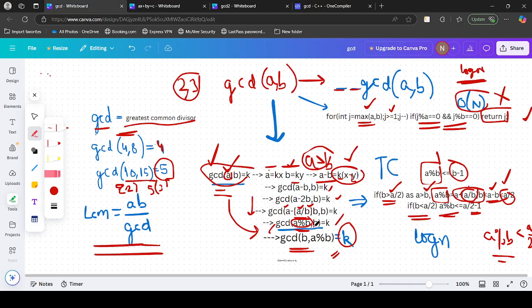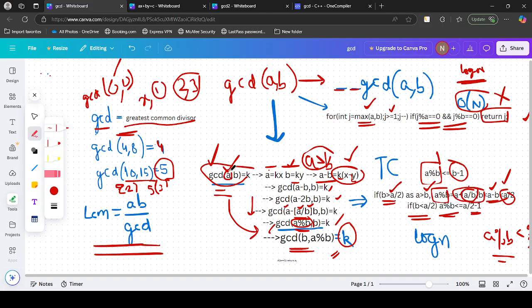So how many iterations are required to get the GCD? GCD of 0 comma any number is the number itself. For example, GCD of 6 comma 0 is 6, because 0 is irrelevant here and the other number is the GCD. Similarly, GCD of any number comma 1 is also 1. So the base case is if we find 1.